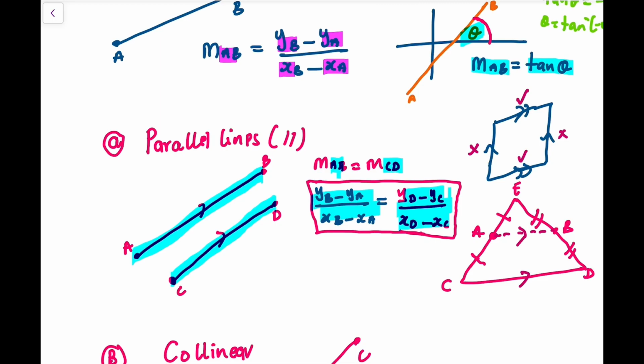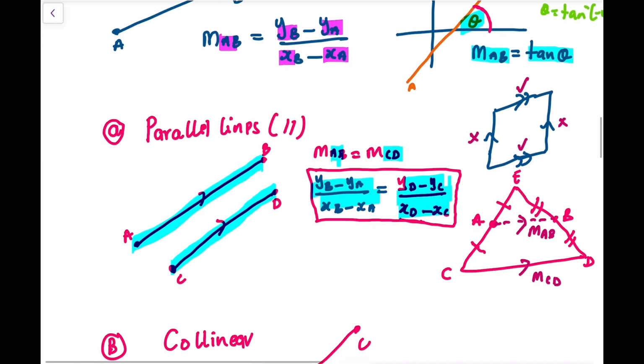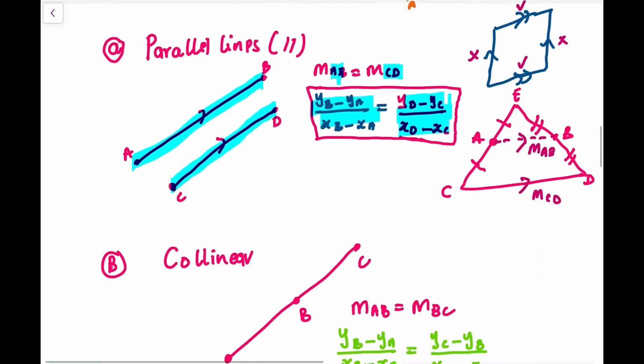So now the gradient of CD here is always equal to the gradient of AB. That is the midpoint theorem. So you need to remember that midpoint theorem as well. So parallel lines, okay, gradients are equal. You need to remember the quadrilaterals. You need to remember the midpoint theorem.